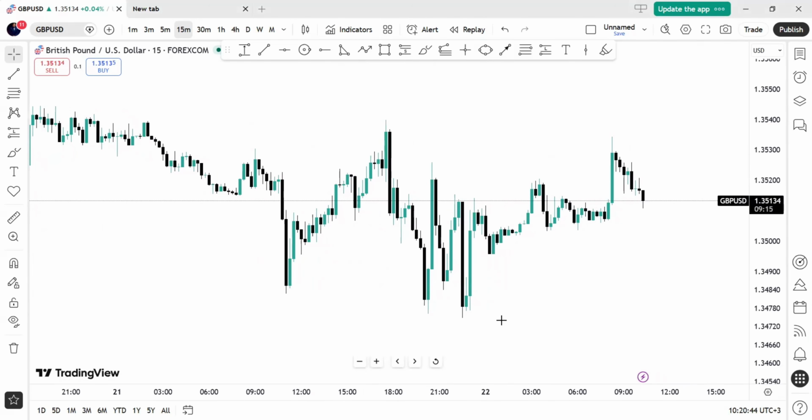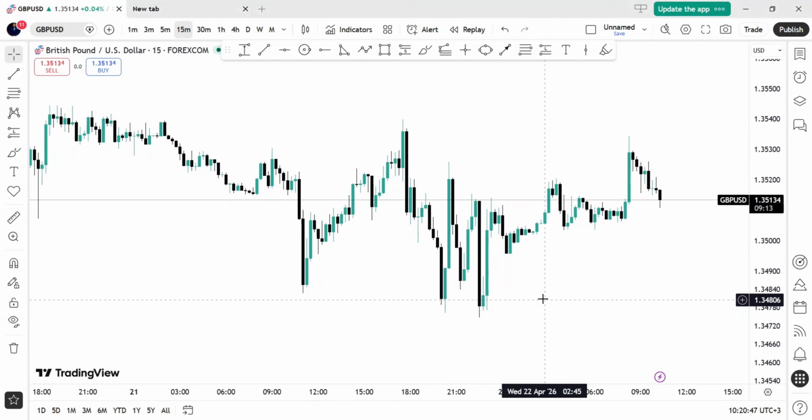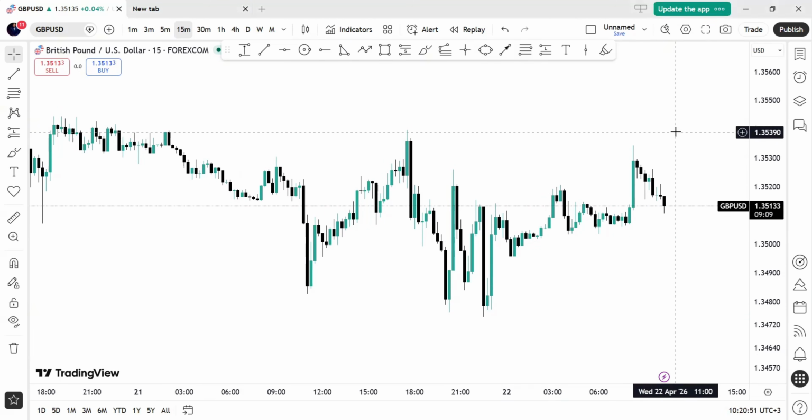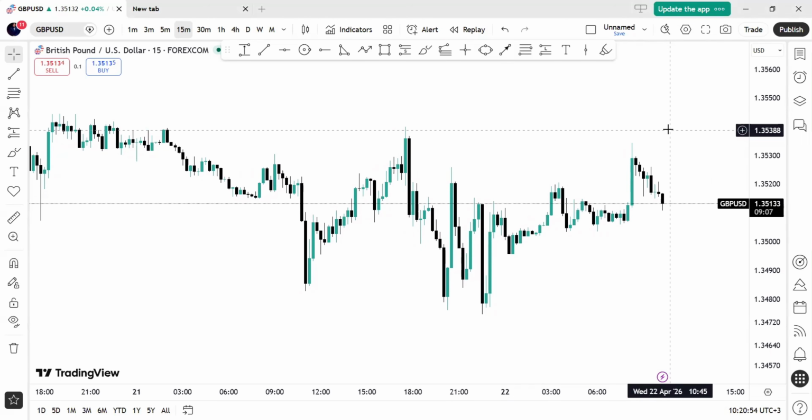Type of a trader you are. We have people who are scalpers, we have people who are intraday or day traders, but also we have people who are position and swing traders. So I'm going to analyze GBPUSD as a day trader.